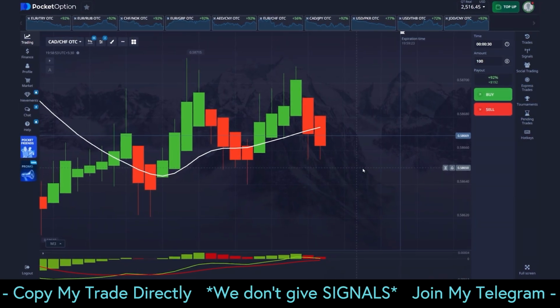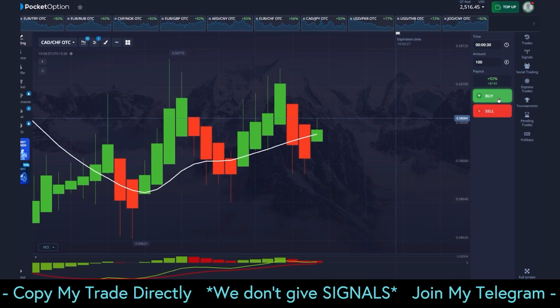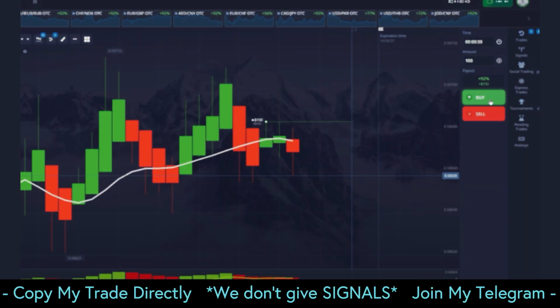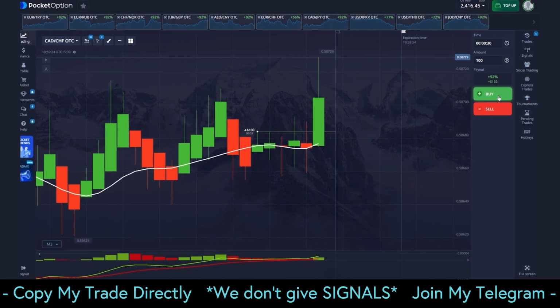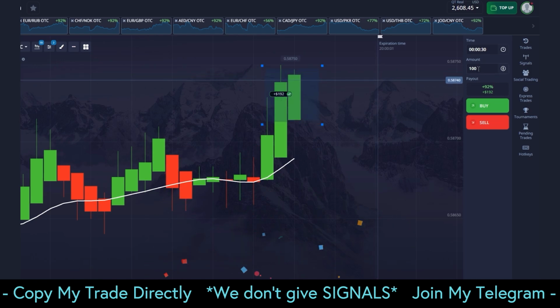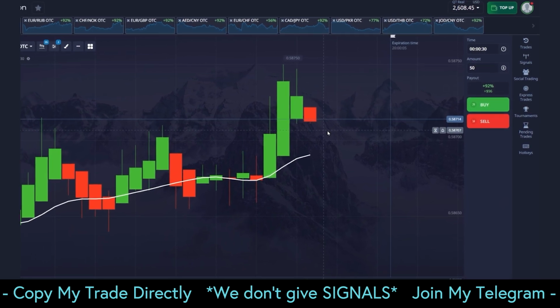But first of all, I am seeing here that we can press the buy button here. So now a 30-second trade is placed in front of all of you. Its result is about to come. Now I reduce the amount here a little, because this trade was quite great.